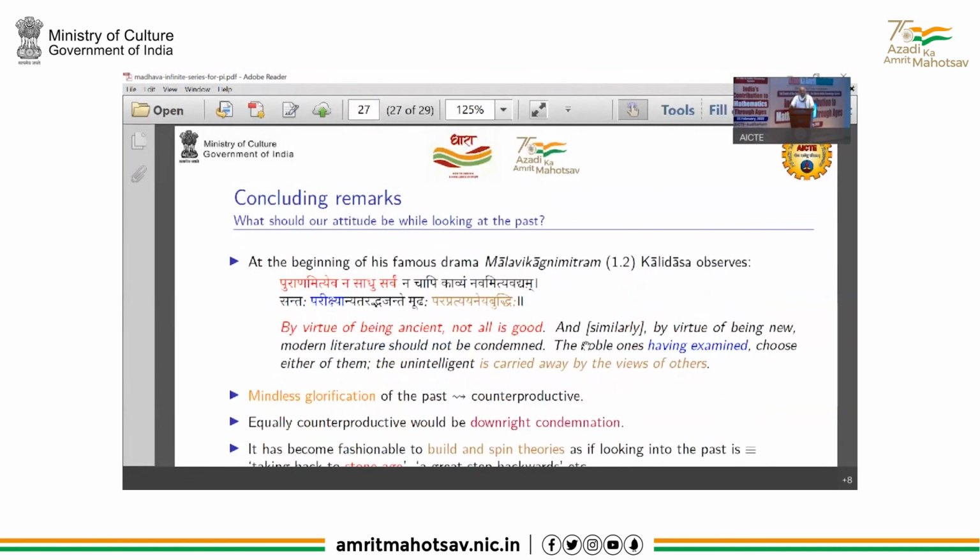just a couple of points. We have this interesting verse in Malavikagnimitram: Puranamityeva na sadhu sarvam, na chapi kavyam navamityavadyam, santah parikshya anyatarad bhajante, mudhah parapratyaya neya buddhih.